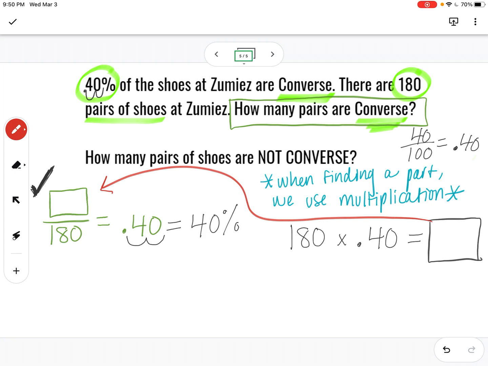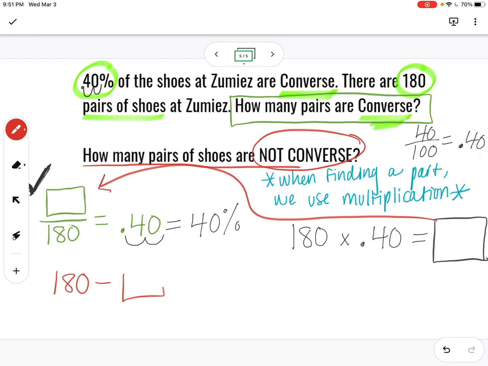And then from there, once we have that, we can answer the question of how many pairs of shoes are not Converse. So if we know how many are Converse, couldn't we take our total value of 180 and then subtract that value to get whatever our answer is that are not Converse? That's one way. Can anyone think of another way? Another way that you can do this is since you know that 40% are Converse, you would know the remaining are not Converse, right? So if 40% are Converse, what are the remaining that are not Converse?